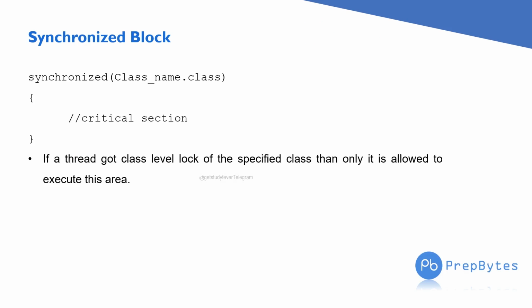Next point is the class level lock. So if a thread got the class level lock of a particular class, then it is allowed to execute this area. So there are three types of synchronized blocks: one for a class level lock, one for a particular object, and one for the current object that is executing. Okay, class level, a particular object, and the current object.